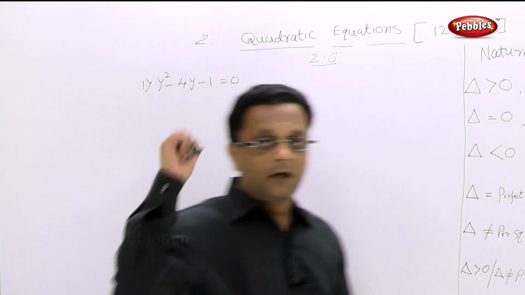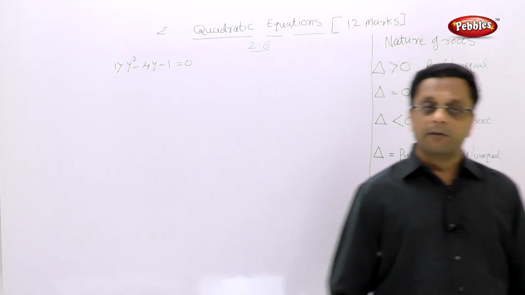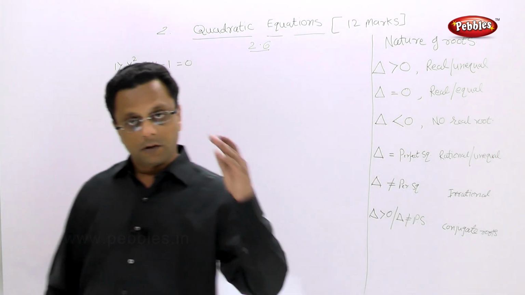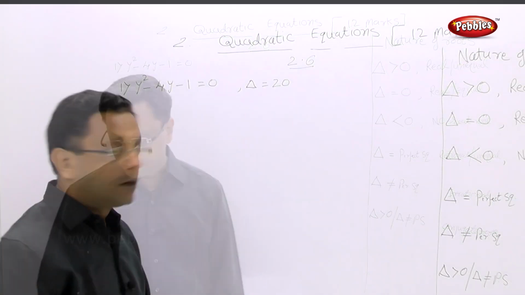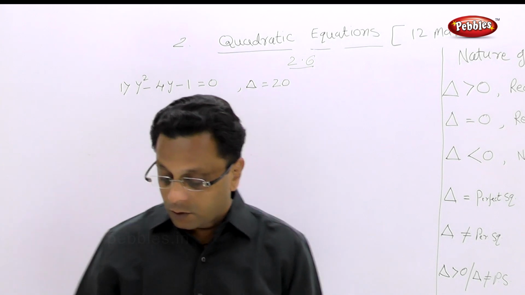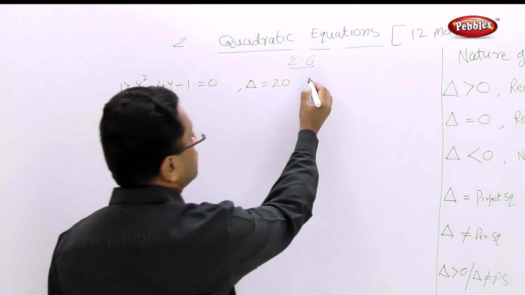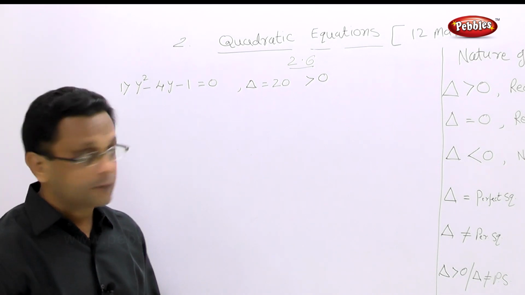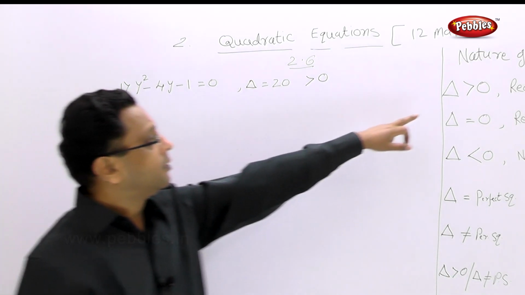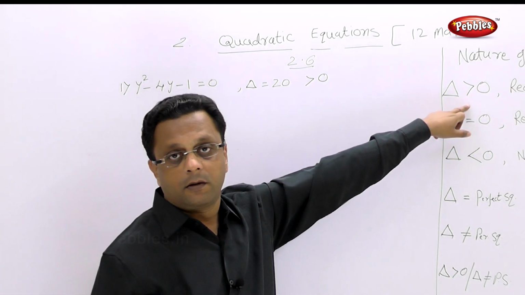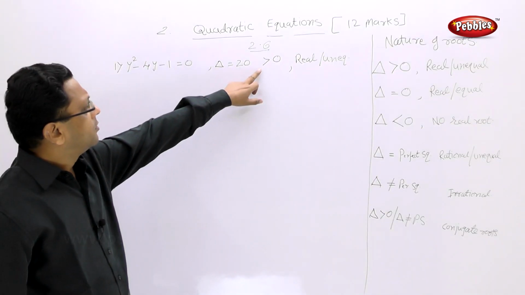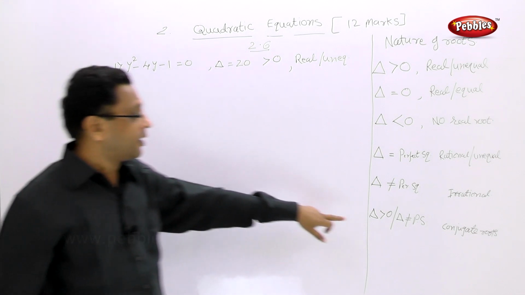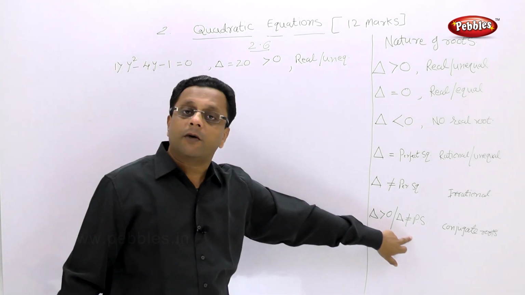Pause your video and find out the value of discriminant first. That is delta is equal to b square minus 4ac. Do it. Delta is 20, which is greater than 0. So what will be the nature of roots? Real and unequal. But can you see this? It is 20, greater than 0, but it is not a perfect square.